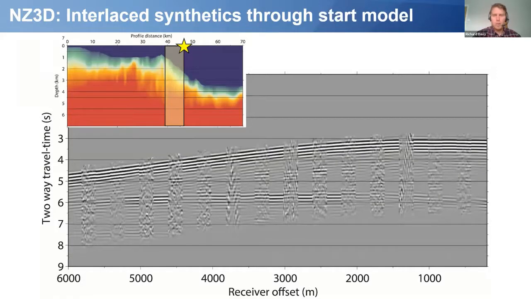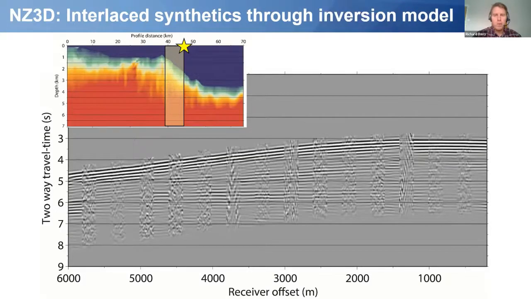Moving on to the wedge slope. So this already matched really quite well. So through our inversion, we don't see a great increase in the match because the match to start with was so good.